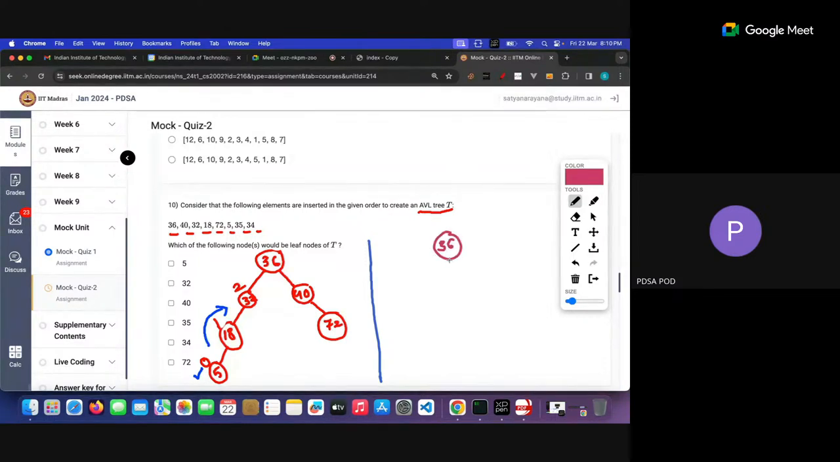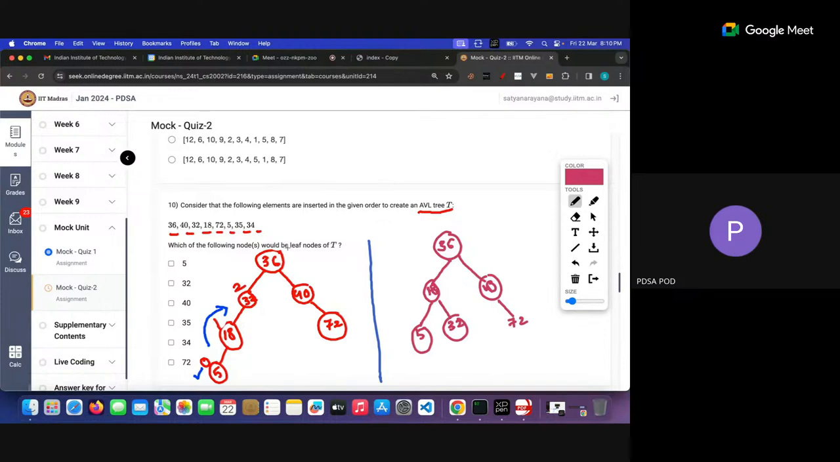Is it 32? No, it is 32 but after rotation. After rotation, I'm asking, 18 should be there. 18 is right, 18 is left. Yes, 32 and 5. And there is no issue about the right side. So 40 is as it is, then 72, no problem. So this 5 is over.